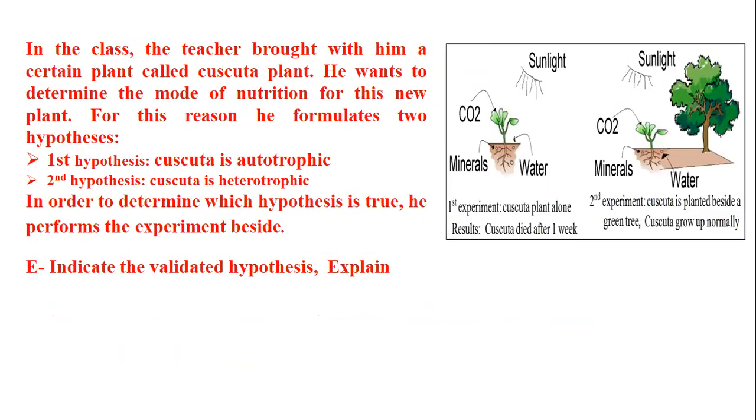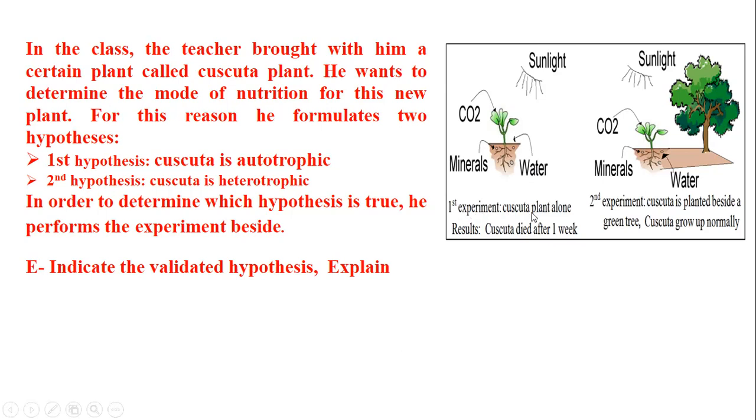Another question. In the class, the teacher brought with him a certain plant called Cascota plant. He wants to determine the mode of nutrition for this new plant. For this reason, he formulates two hypotheses. First hypothesis, Cascota is autotrophic. Second, it is heterotrophic. In order to determine which hypothesis is true, he performs the experiment beside. Indicate the validated hypothesis and explain. Let's see the two experiments.